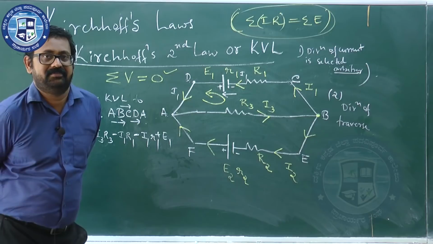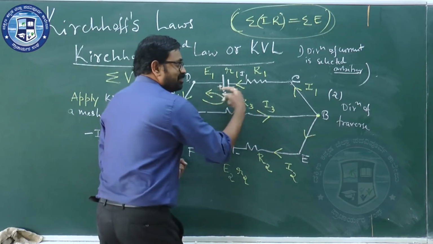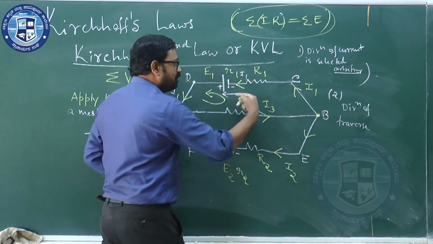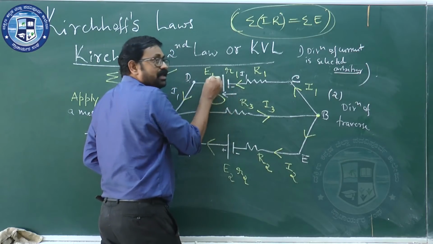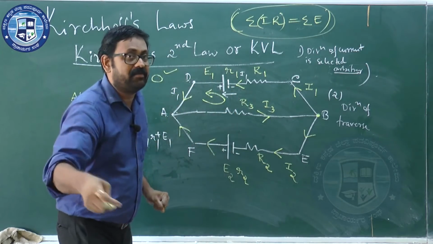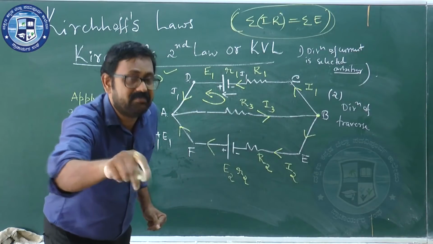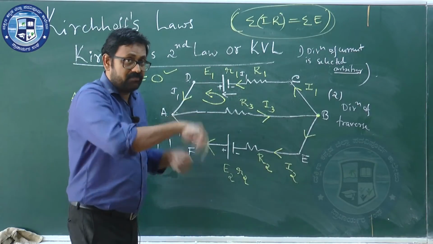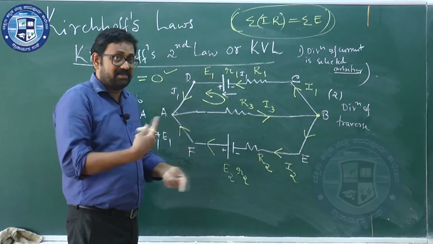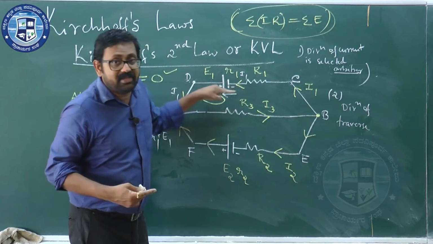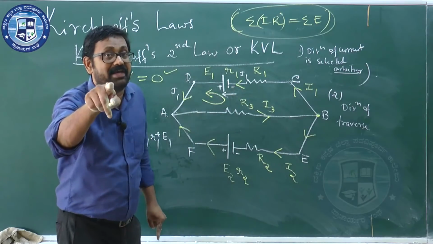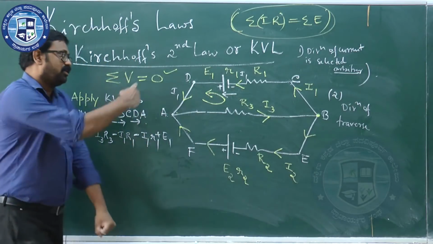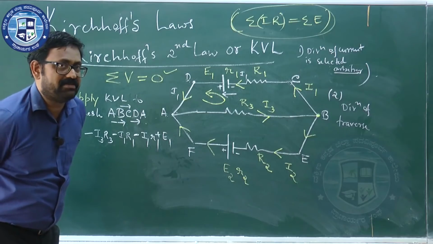Plus E1. When you are moving along the direction of a traverse and cross the cell, if you are moving from negative terminal to the positive terminal, that time EMF will be taken as plus E1. Otherwise it is minus E1. What do you mean by otherwise minus E1? If you are crossing the cell from positive of the cell to the negative of the cell, that time EMF will be taken as minus.